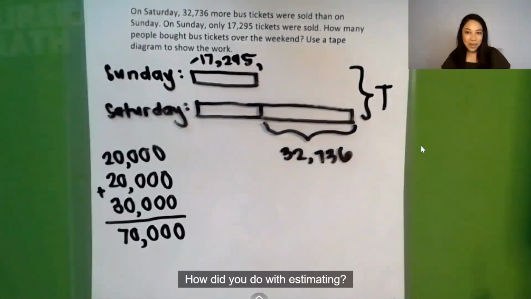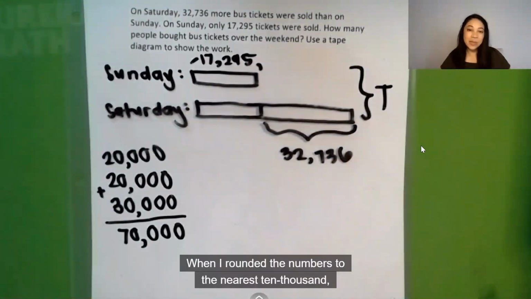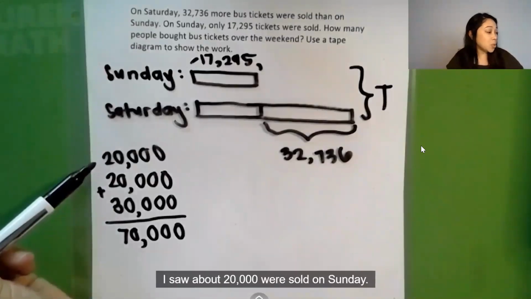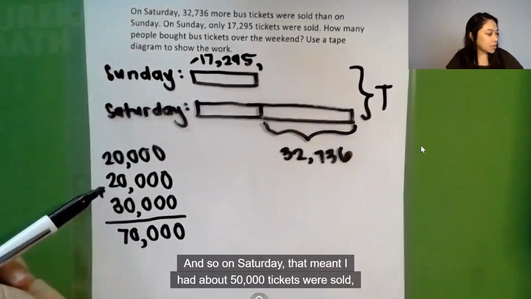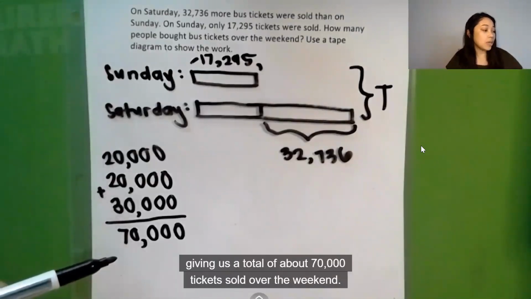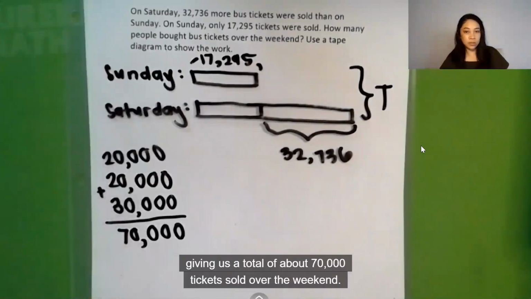How did you do with estimating? When I rounded the numbers to the nearest 10,000, I saw about 20,000 were sold on Sunday. And so on Saturday, that meant I had about 50,000 tickets were sold, giving us a total of about 70,000 tickets sold over the weekend.